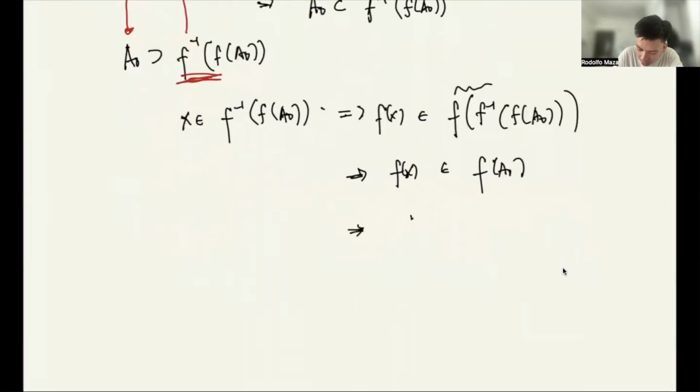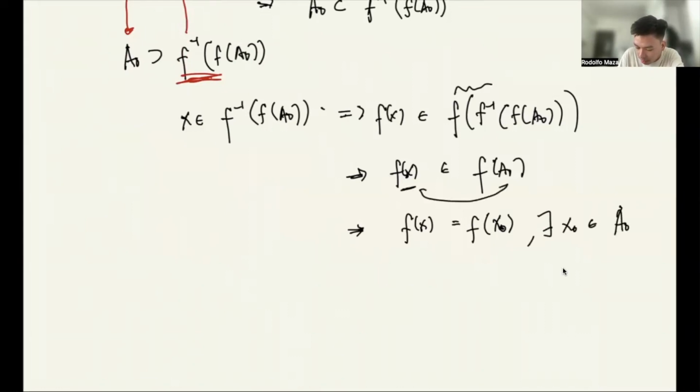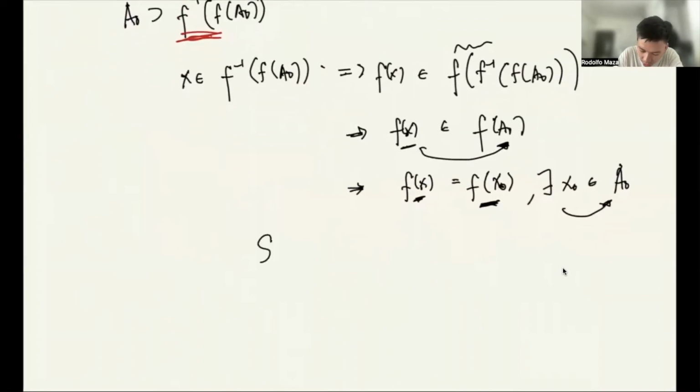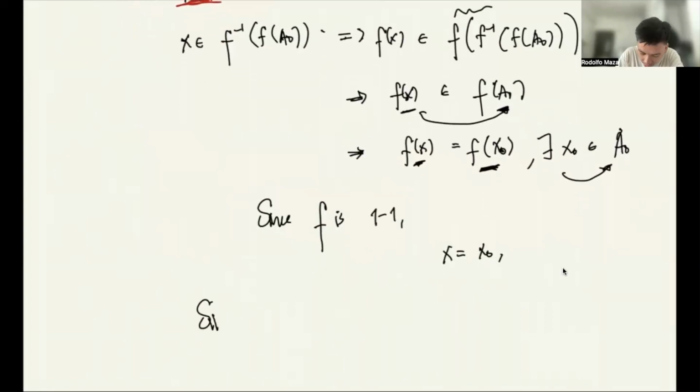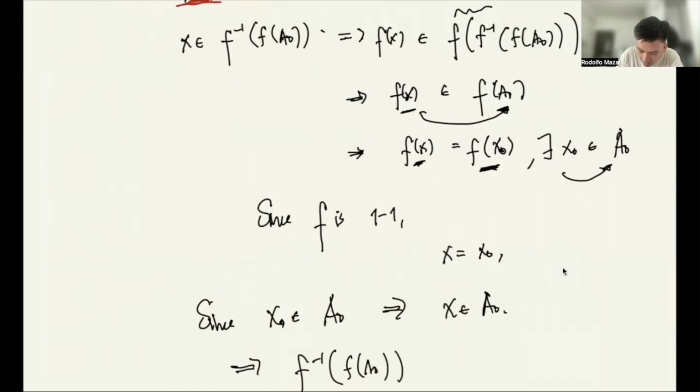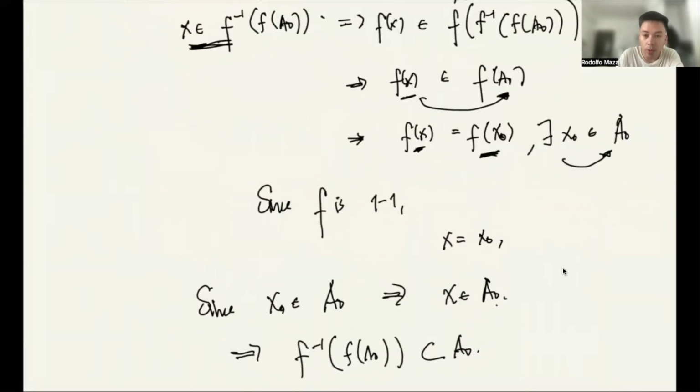So, ibig sabihin yan, F of X is equal to F of Y. Sige, gamit tayo ng ibang variable, X sub 0 na lang. For some X sub 0 in A sub 0. Tama? Kasi, di ba, dahil ito, element niya, so ibig sabihin, ito can be equal to some like this na nandun dyan. Pero, since F is injective, ibig sabihin, X is equal to X sub 0. Since X sub 0 is andun kay A sub 0, it follows that X is an element of A sub 0. So this implies yung F inverse of F of A sub 0, kasi di ba element niya yung X, pero naging element ni A sub 0. So it's a subset of A sub 0. So therefore, equal sila. Okay.